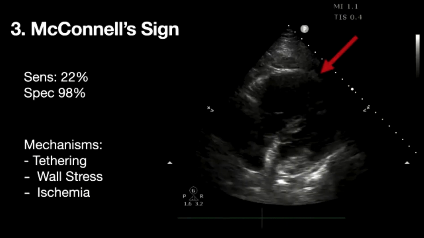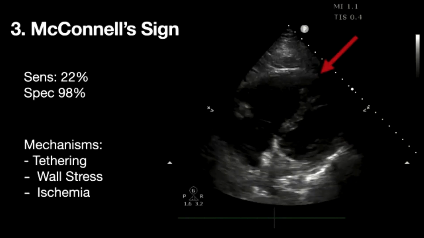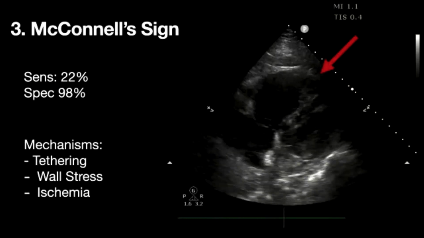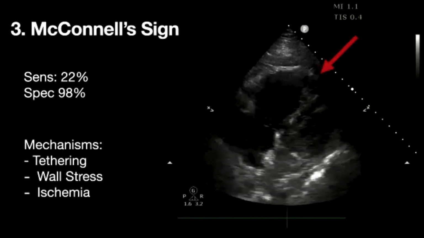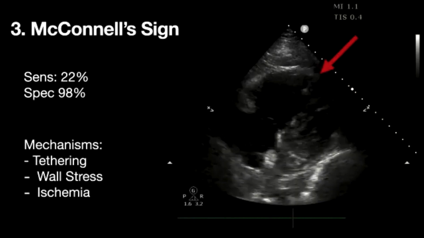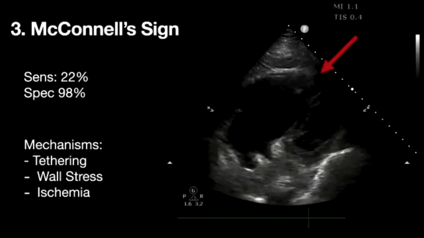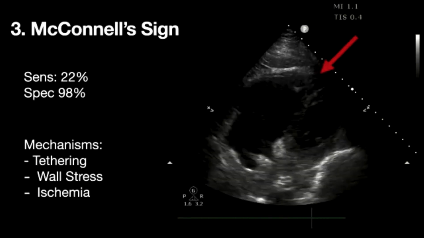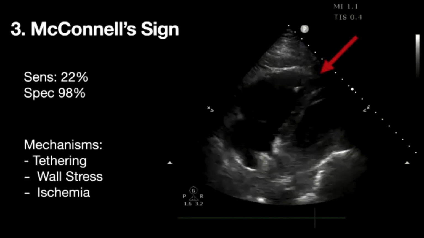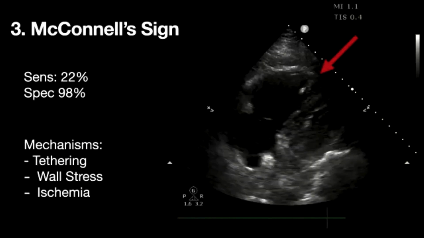But essentially what a McConnell sign is, and we see it here, is that stunning of the RV free wall, right? So you don't see a lot of movement there, or they call it hypokinesis of that RV free wall. And you can imagine and see a little bit in the shadow. I know it's not the best example, but right where that arrow tip is you can see some movement of the RV apex, right? So it's preservation of the RV apical movement with hypokinesis of the RV free wall, right?